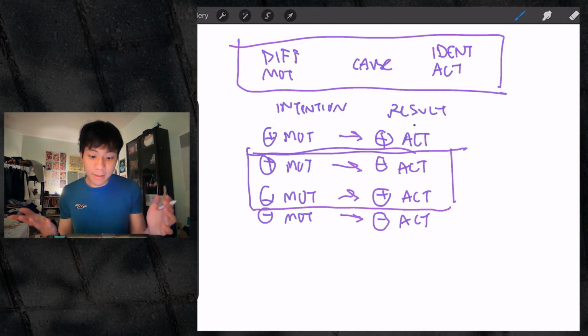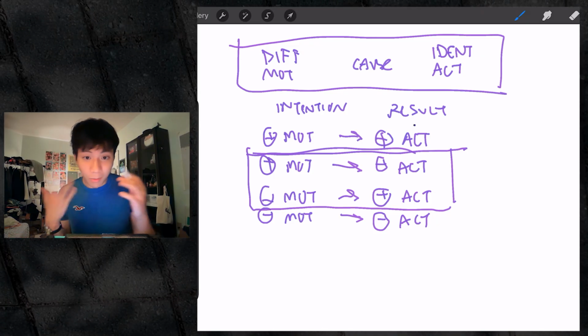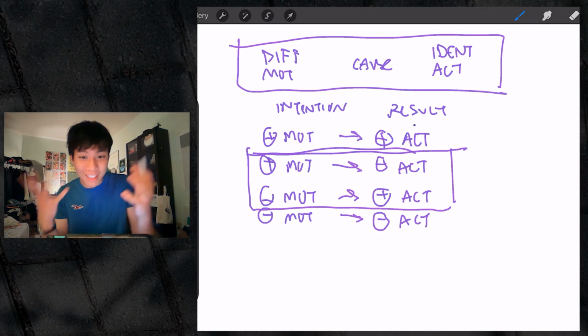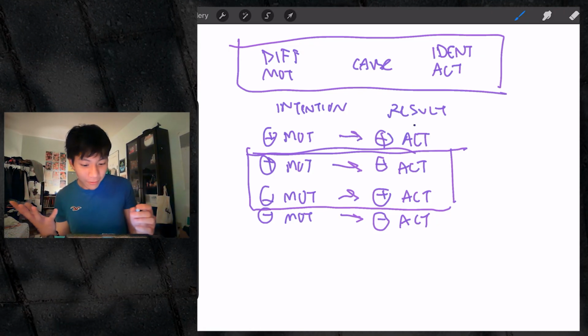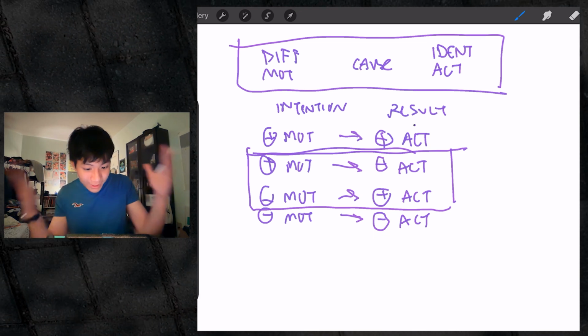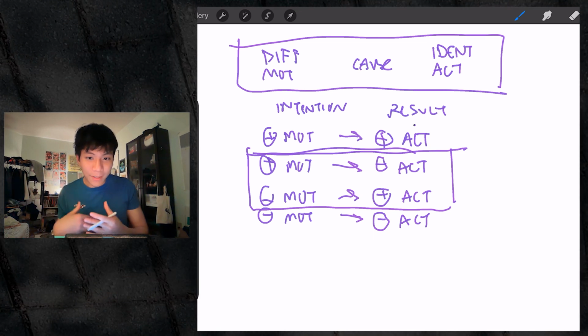This basically says that the moral status of an action, whether it's positive or negative, is completely independent from its motivation.